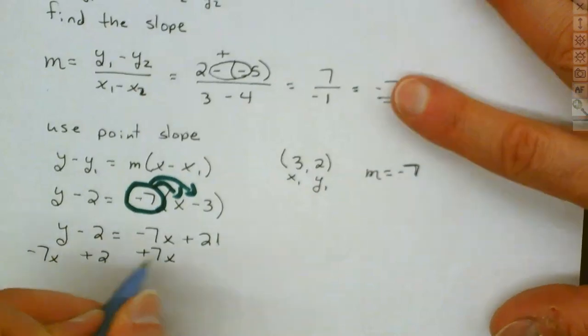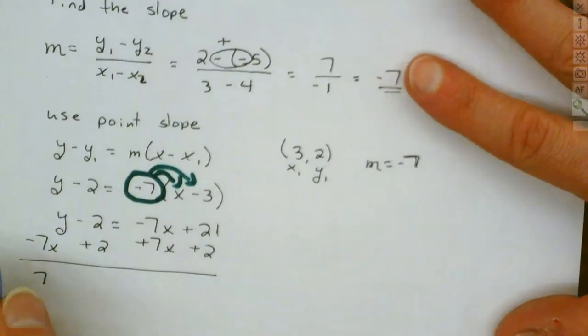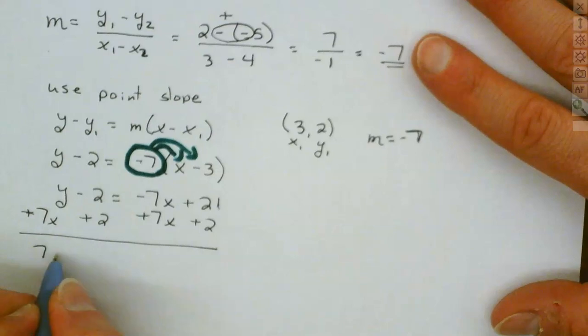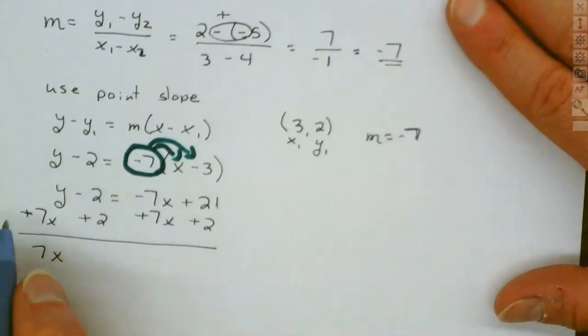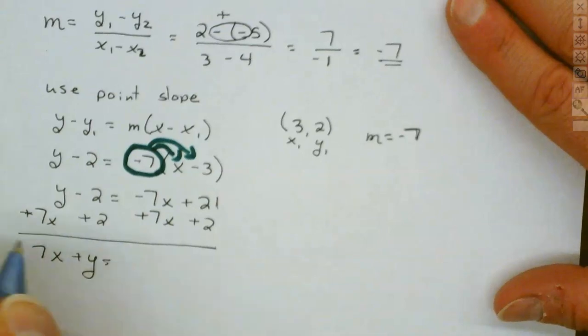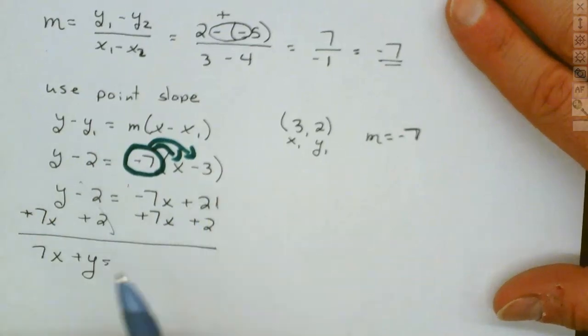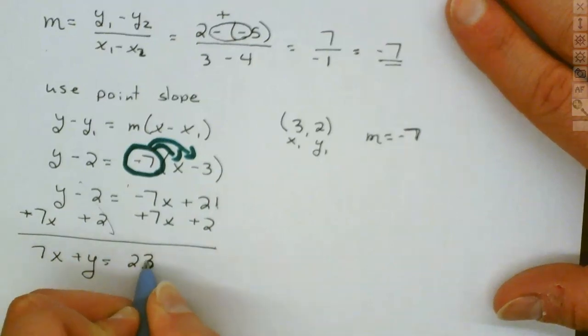And we need to add the 2 over as well. So now we have, watch your signs here, moving that 7x over. We have a positive 7x. Okay. We have the y that's still staying there. So those are gone. 7x's cancel. And then you have 21 plus 2. That makes it a 23.